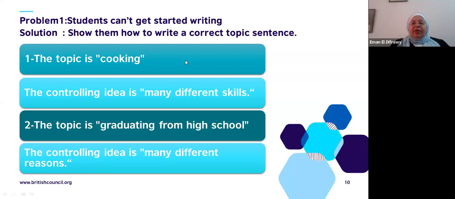So here we have cooking and we have many different skills. So can you form a sentence? Hi, Ahmed from Aswan. Okay, so can you look at this slide, please, and write a sentence. Try to connect cooking to many different skills. Very good, Khulud. Cooking requires many different skills. Very good. Thank you. Thank you all.